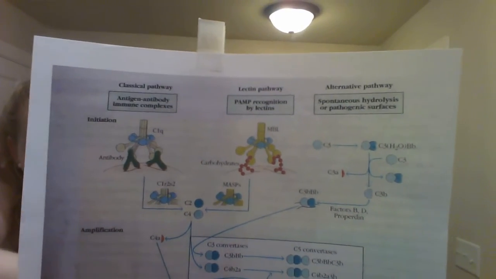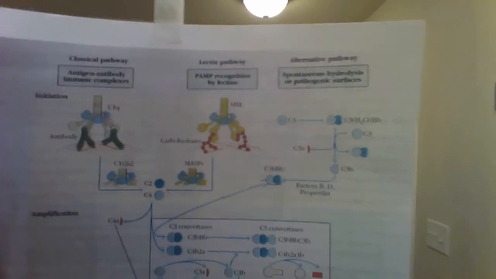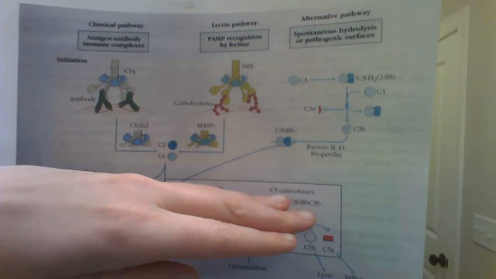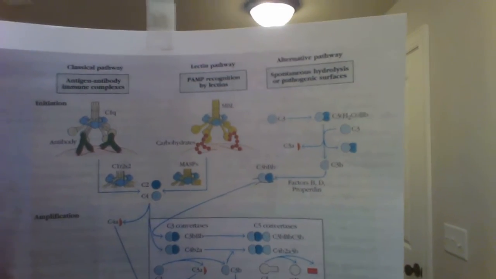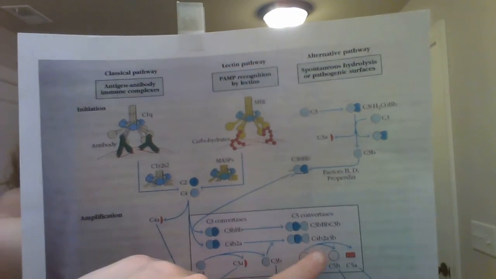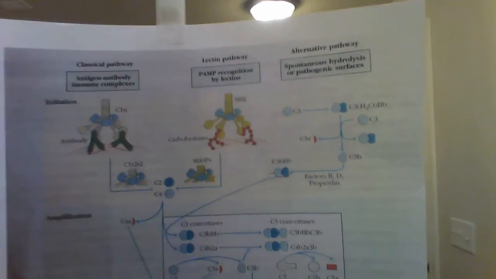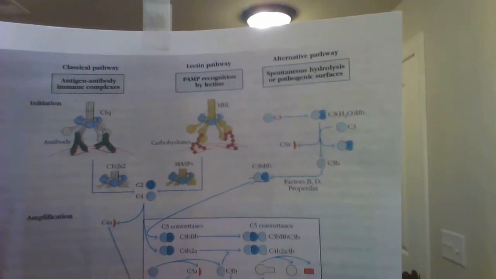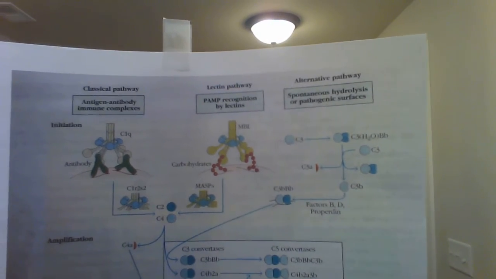But you're also going to see the same end result: that C3 molecule is cleaved into C3a and C3b. And eventually you're going to see the formation of the C5 convertase. The alternative pathway uses its own C5 convertase, while the classical and lectin pathways use the same C5 convertase. And with the same end result, you can see that C5 is cleaved into C5b and C5a, resulting in opsonization and inflammation.